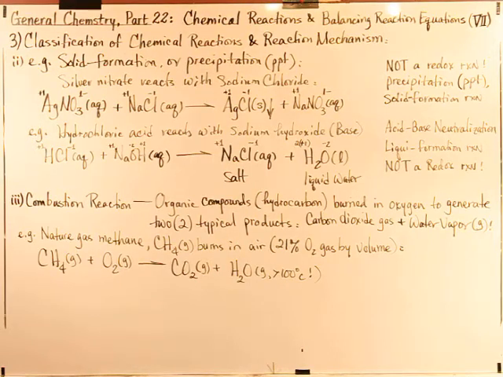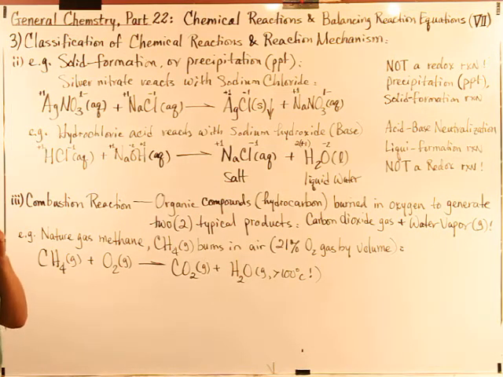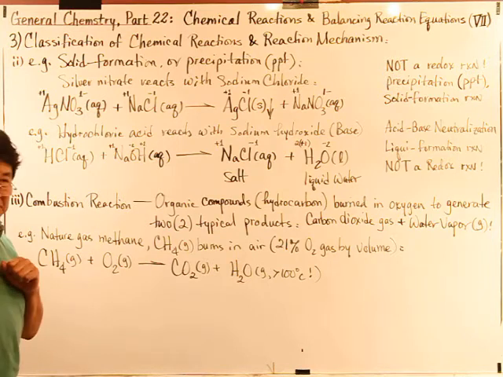Okay, continue. It's going to be General Chemistry Part 22. Now we continue our reactions. We've finished two types, and then we gave some examples. Now we come to the third kind of chemical reaction, called a combustion reaction. Now what is the definition for that?